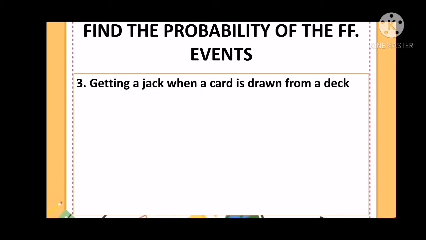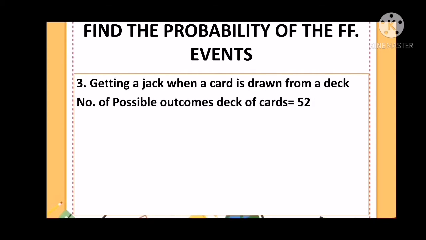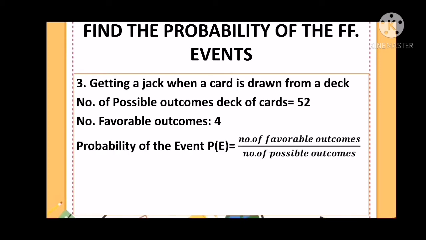Sa isang deck of cards, ano yung mga possible outcomes? We have 52 cards, kaya 52 yan. Favorable outcomes. Ilan ba yung jack sa isang deck of cards? We have 4. And then the formula. Substitute the given. So 4 over 52. Lowest term, 1 over 13. You divide, you will get 0.08.